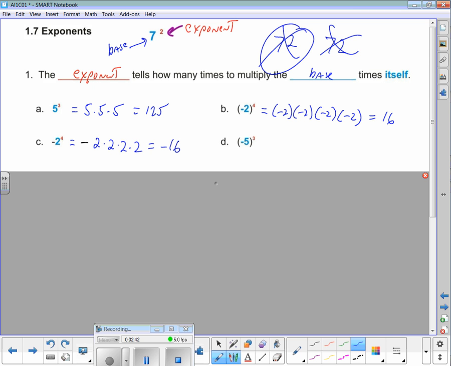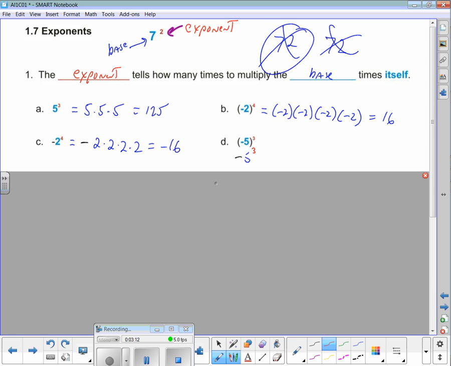Now, I will tell you this. When there's an odd exponent, 3, 5, 7, 9, 11, 13, 15, etc. When there's an odd exponent, in that instance, the two are the same. Those are both going to end up being negative 125.